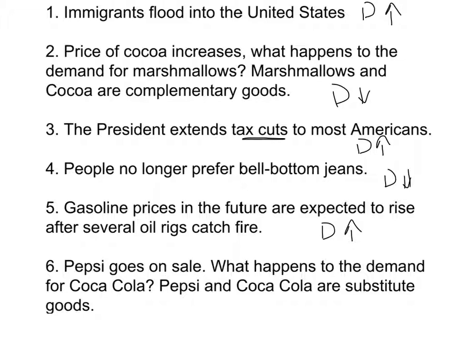So if Pepsi goes on sale and they're substitute goods with Coca-Cola, chances are you're going to buy more Pepsi, but it's asking you what happens to demand for Coke. So the demand for Coca-Cola would decrease because if you're thirsty, you're only going to buy one thing. Pepsi's on sale. More people would tend to buy Pepsi. Fewer people tend to buy Coca-Cola in this situation, so the demand for Coca-Cola falls because of that.